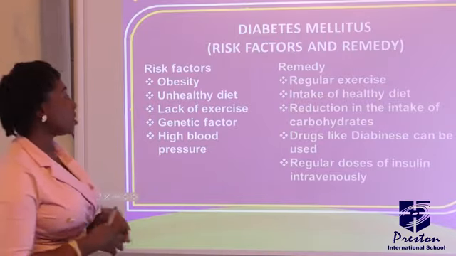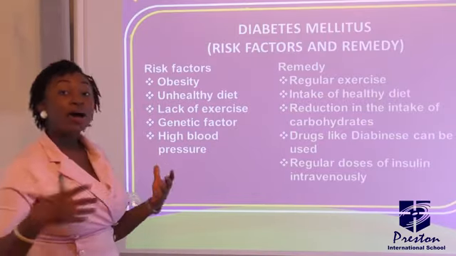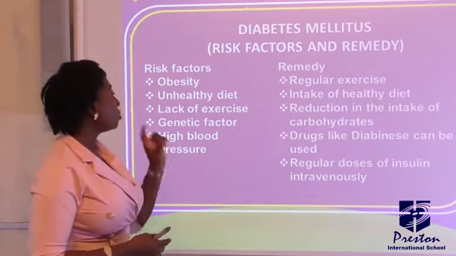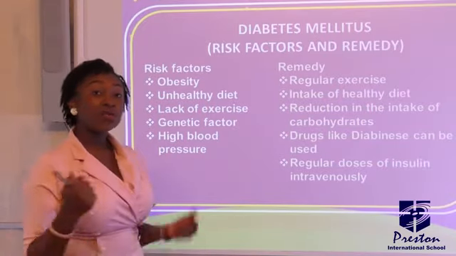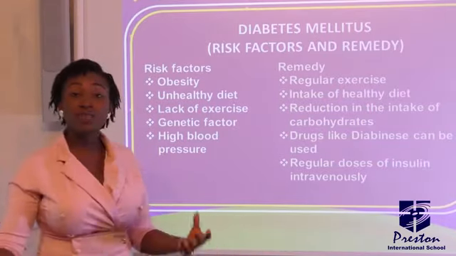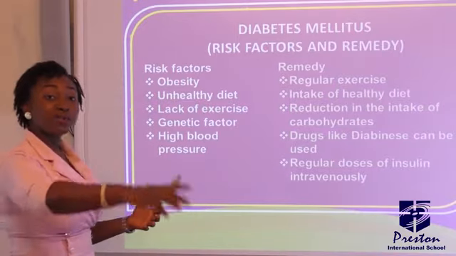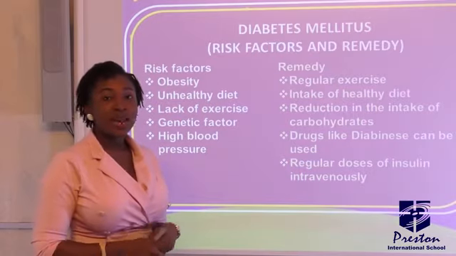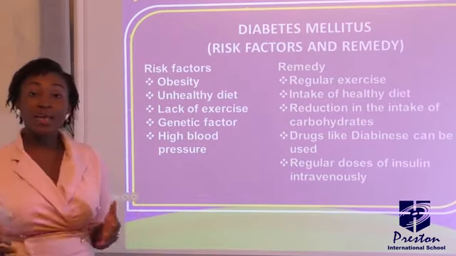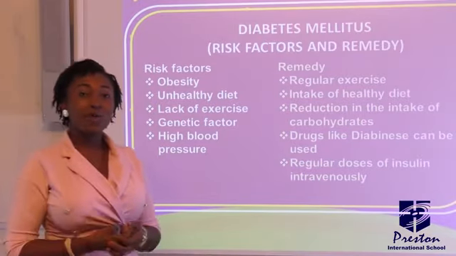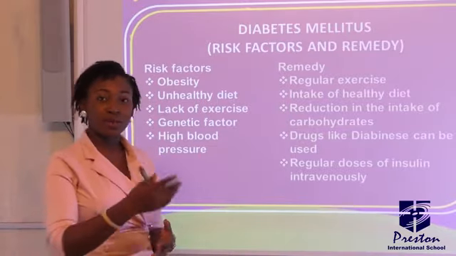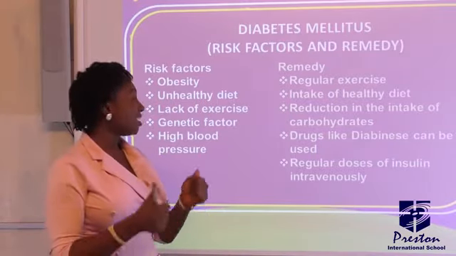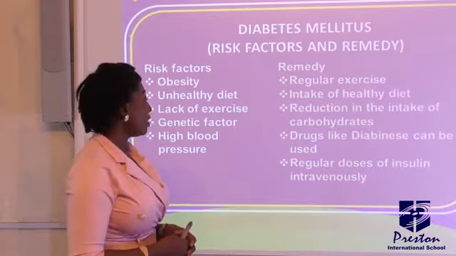Now let's talk about the remedy. How do we cure it? How do we prevent diabetes? Regular exercise. You can jog for 30 minutes daily, or you can walk out for a long distance. Intake of healthy diet. You've all heard of balanced diet. Don't take only carbohydrates. Mix it up with vitamins and what have you. Then reduction in the intake of carbohydrates, just the healthy diet.